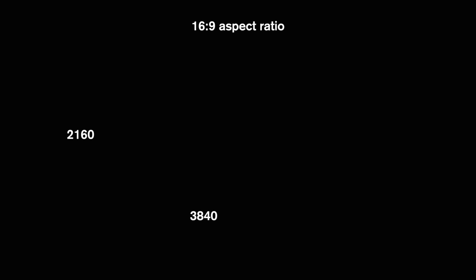All right, let's talk about aspect ratios. So an aspect ratio is the ratio between the length and the height of your frame. The image you're looking at right now has an aspect ratio of 16 by 9 because there are 3,840 pixels along the bottom of the frame and 2,160 pixels along the top of the frame, which is equivalent to a ratio of 16 to 9.